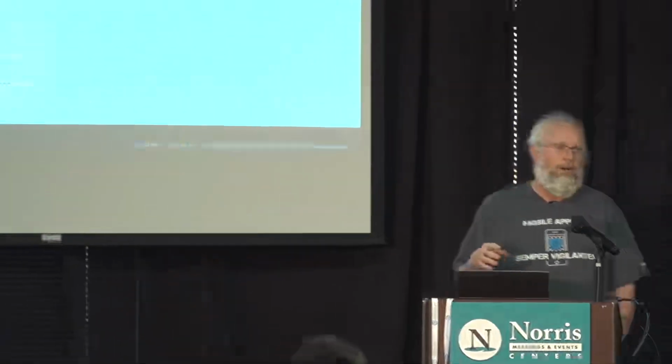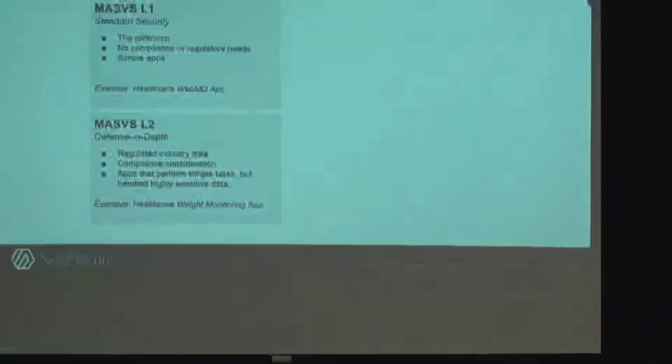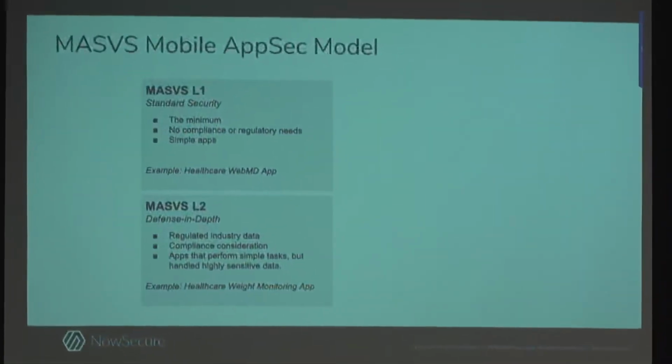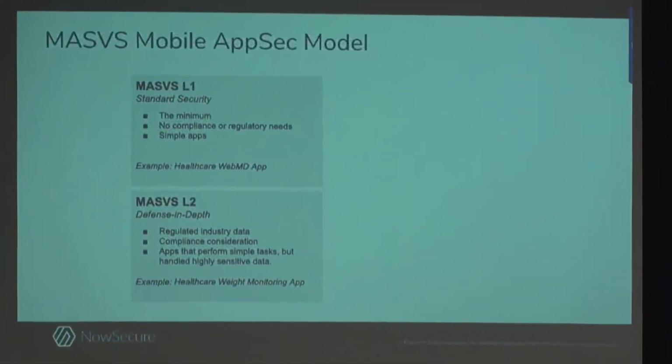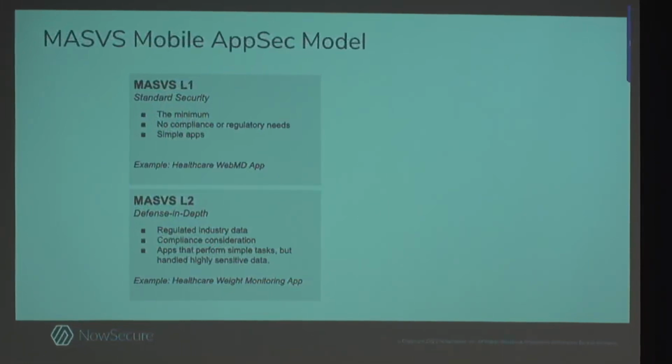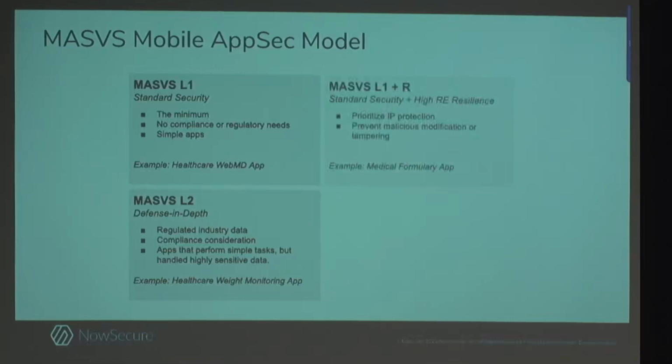Level 2 is the apps that matter. Now I've got regulated data. If you're a bank doing financial transactions, you're automatically in L2. If you're a retailer and you have PCI, you're automatically in L2, and so on. Like a healthcare weight monitoring app. I have one of those Wi-Fi scales at home, and it tracks a bunch of my health data. Now you've got to care about that health data. So there are certain protections I want to have in place, and therefore certain testing strategies.